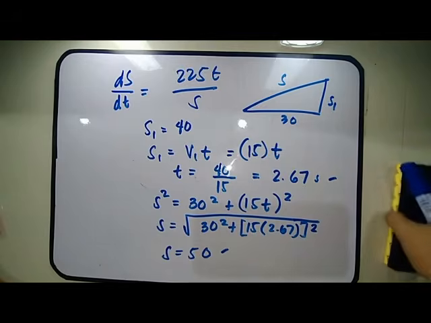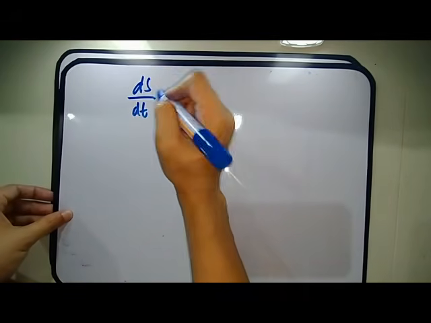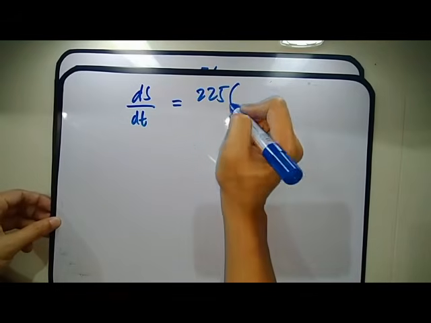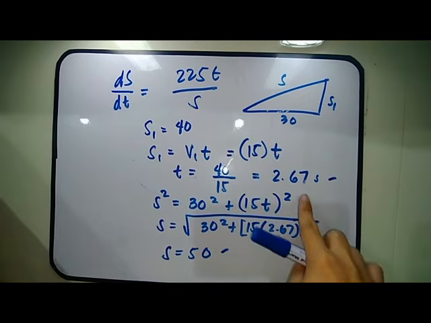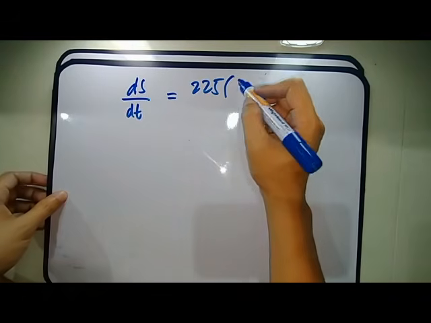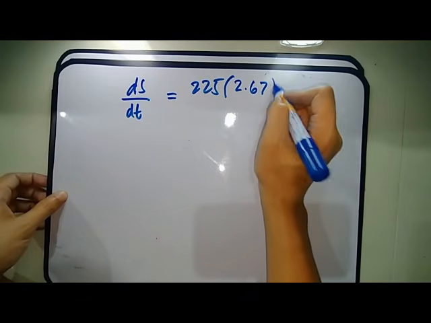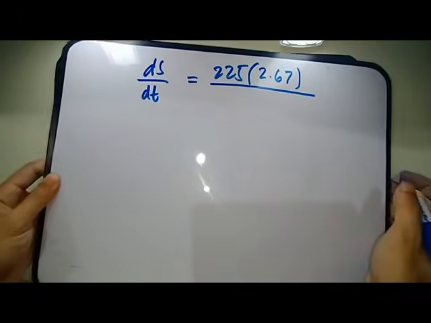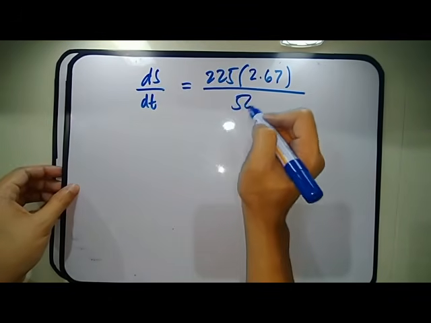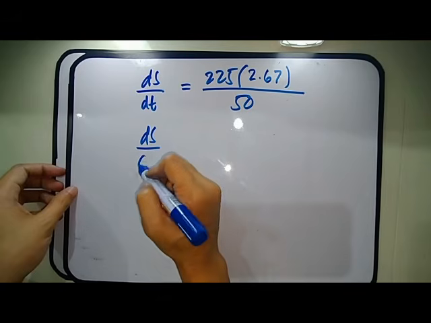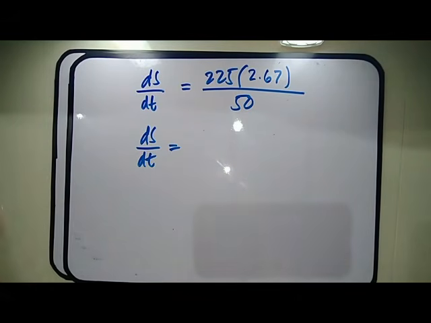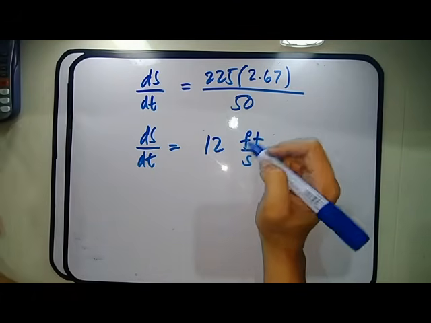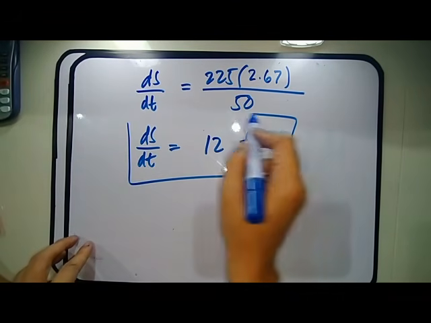Final answer. Differential of S with respect to time is equal to 225 times our time, 2.67, all over S, which is 50. So the differential of S with respect to time is equal to 12 feet per second. So you have this final answer.